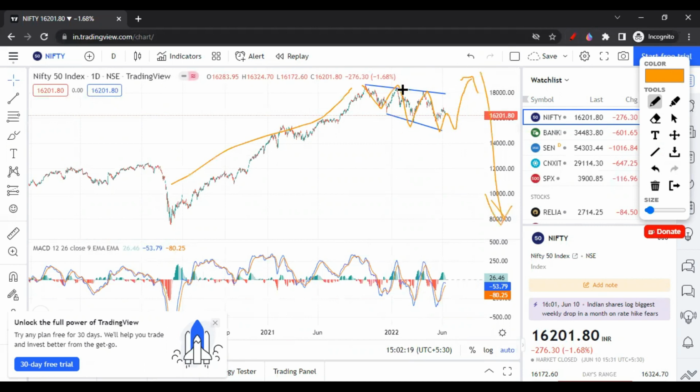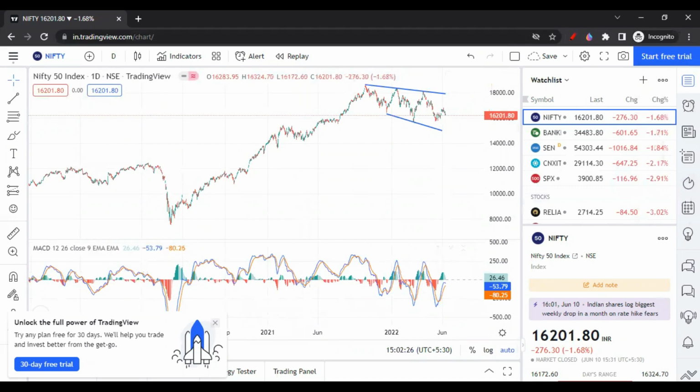We don't have a proper Elliott wave count for this. I will make another video on where we are heading on a long-term basis, but this is how we are expecting.